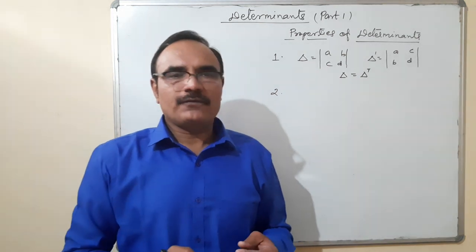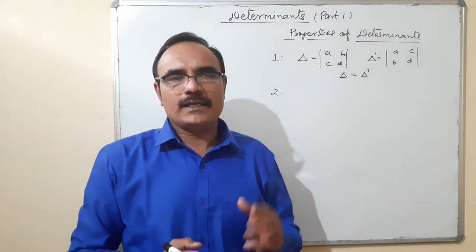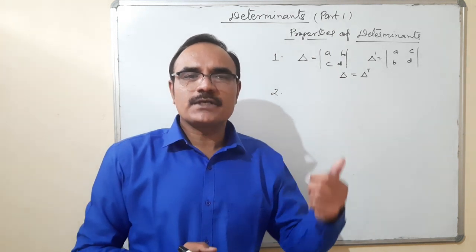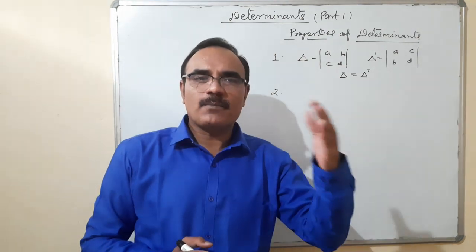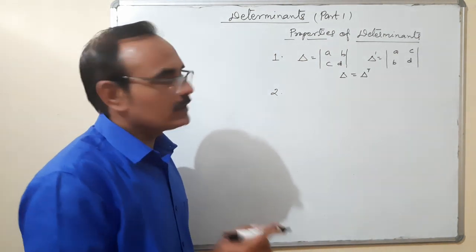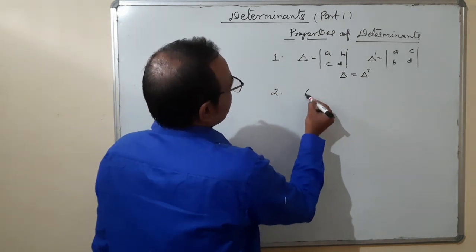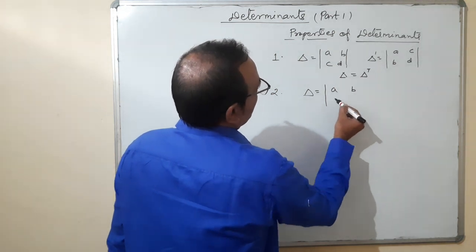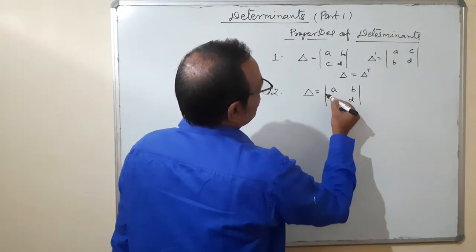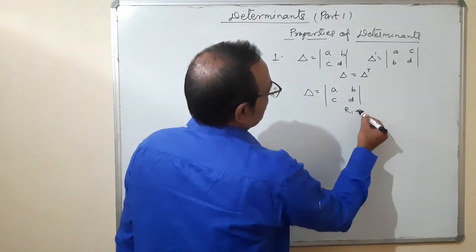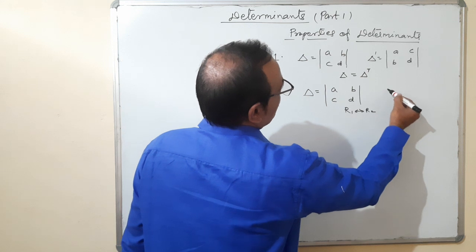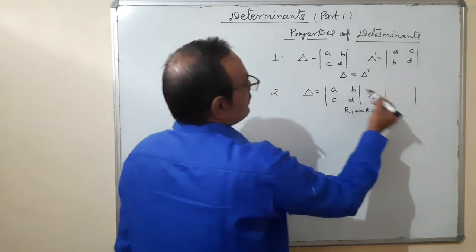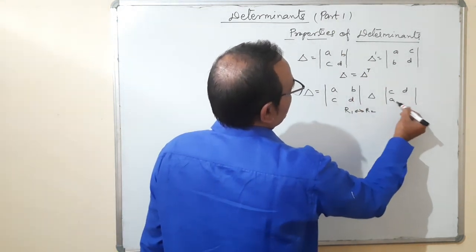Property number 2. If any two consecutive rows or columns are exchanged, then the value of the determinant will be opposite to the value of the first determinant. That means opposite in sign. For example, this is a determinant with first row A, B and second row C, D. And I am going to exchange R1 by R2. Then what happens? R1, R2 are exchanged. So first row C, D and second row A, B.